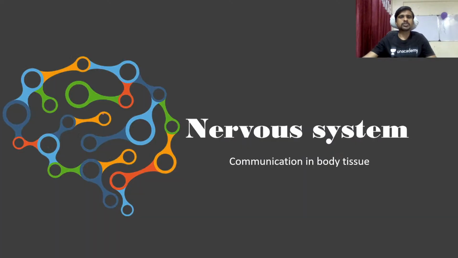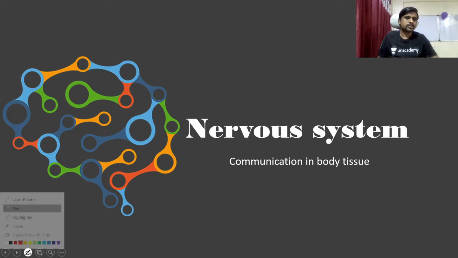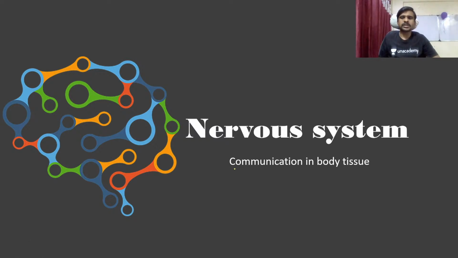Okay, so let's start with the nervous system. We know what is meant by nervous system. So the nervous system is the communication system in our body. Whenever any organ of our body wants to communicate with a second organ, it definitely requires the nervous system for the communication. So this is the fastest system. And if you see the weight, it is 3% of the body weight.